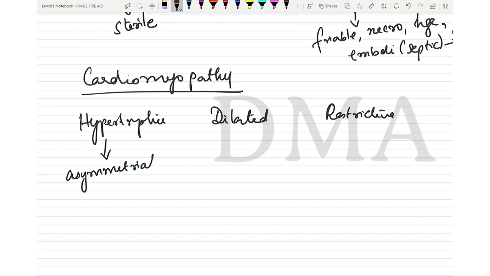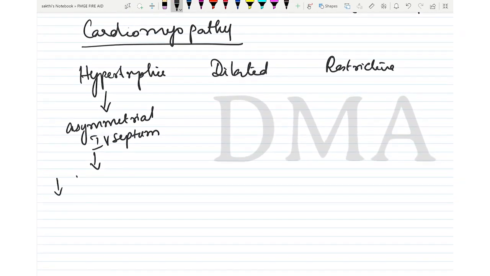In dilated cardiomyopathy, all the 4 chambers of the heart are dilated. Most common causes are alcoholic cardiomyopathy and the postpartum period. And also drug-induced, especially doxorubicin and daunorubicin can cause dilated cardiomyopathy.